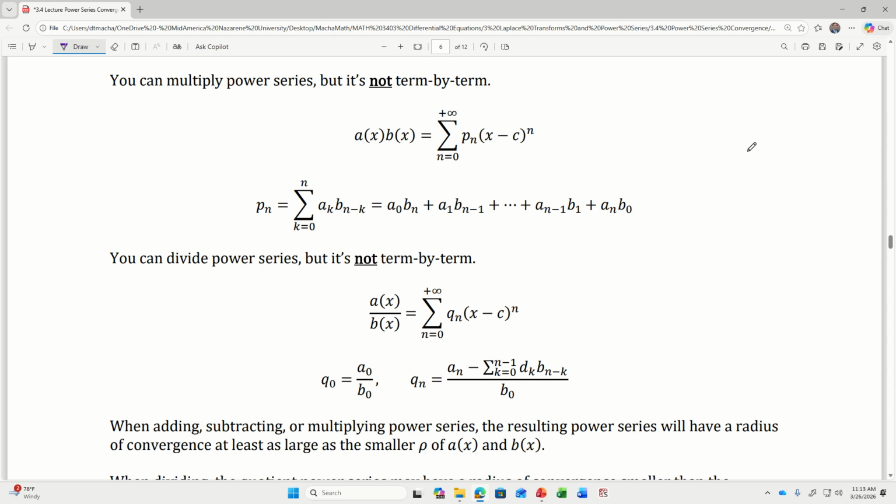I'm not actually going to make you do this. I'm not going to make you multiply or divide power series. I just need you to know that you can't just take the corresponding coefficients and divide them and get your result. It's more difficult than that.